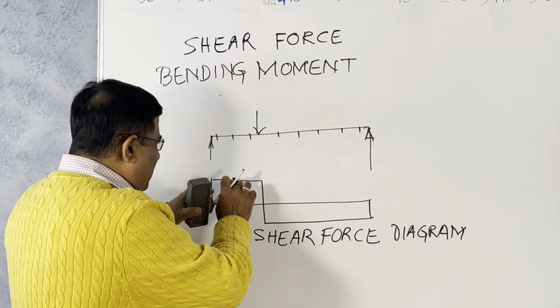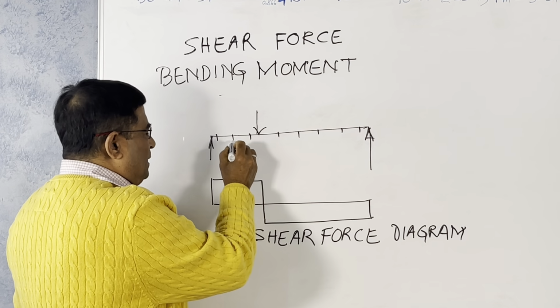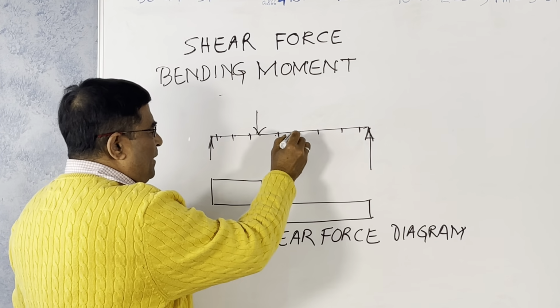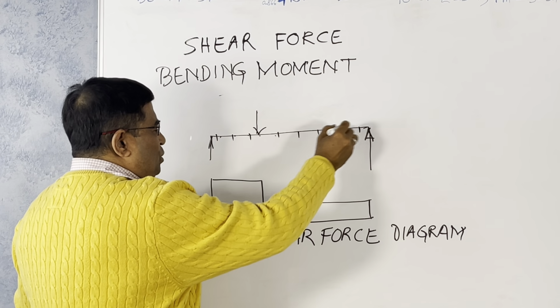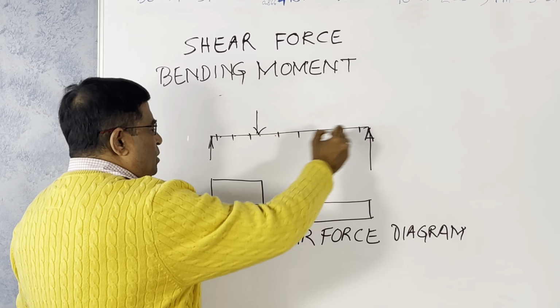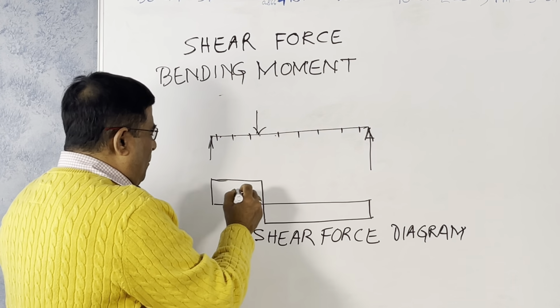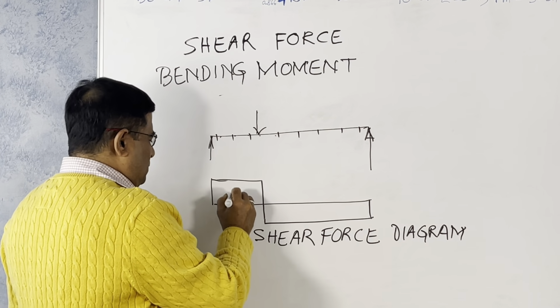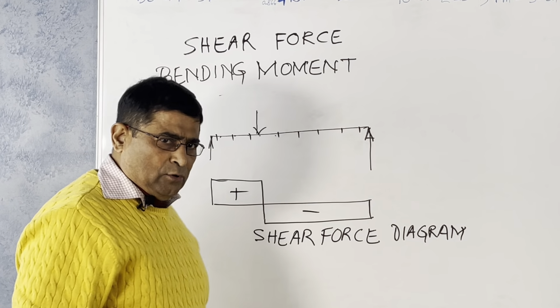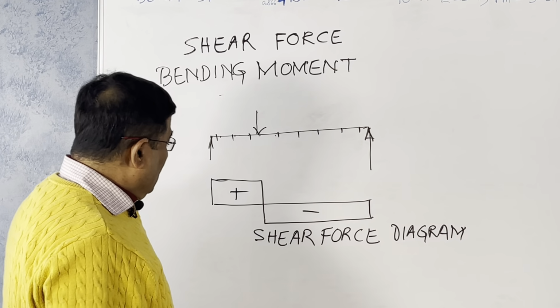This diagram is a graphical representation of the shear force at different positions or different locations of the beam. So this is obviously upward, this is positive, this is negative. I will tell you how to calculate that.